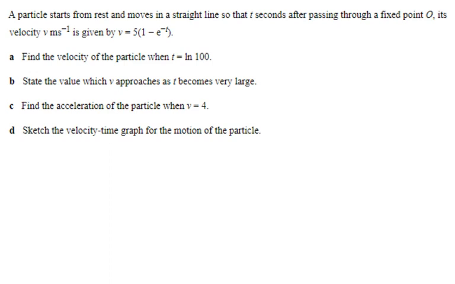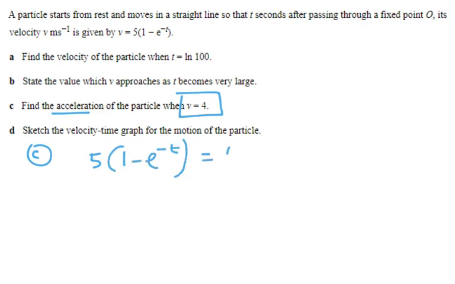Moving on to the next part of the question, you have to find the acceleration of the particle when v is equivalent to 4. Since this information is given, for part C, the first thing you can do is put 5(1 - e^(-t)) equivalent to 4. Hence, with this, you will be able to find the value of t. Alright, so let's move on. 1 minus exponential of negative t will give you 4 over 5.